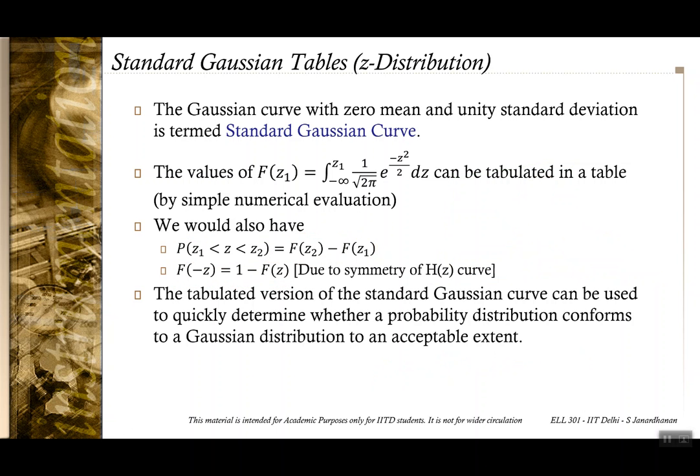Okay. Now this table, the table of the standard Gaussian distribution or the z distribution, can be used to analyze a given data distribution, the distribution of a set of measurements, and see whether it fits a Gaussian distribution. Or, if it is assumed to fit a Gaussian distribution, what is the probability of any particular measurement being within some bounds.